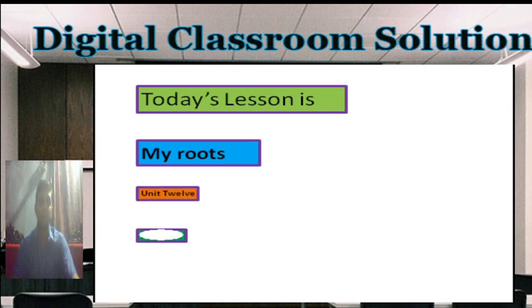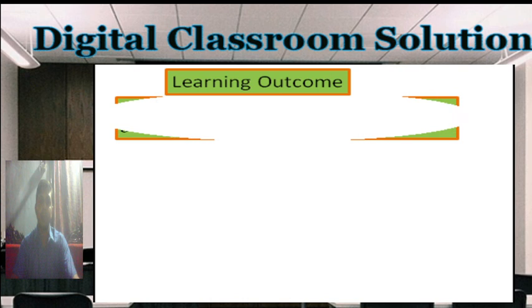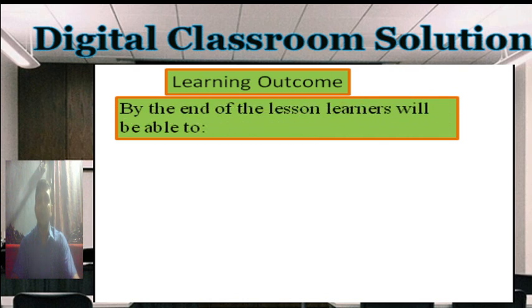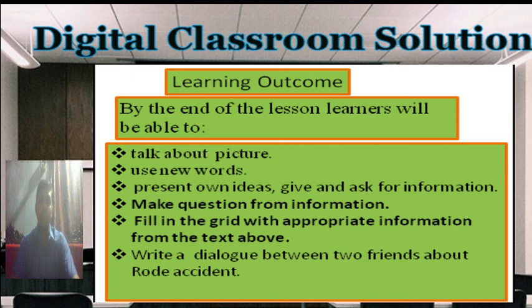Unit 12, Lesson 1, page number 172. Learning outcome: By the end of the lesson, learners will be able to talk about the picture, use new words, present own ideas, give and ask for information, and make questions from information. Next, fill in the grid with appropriate information from the text above. At last, write a dialogue between two friends about road accident.